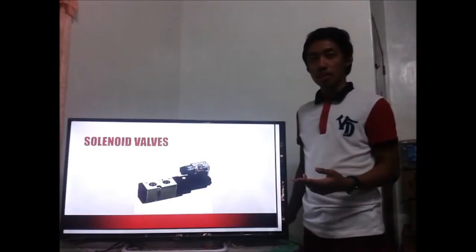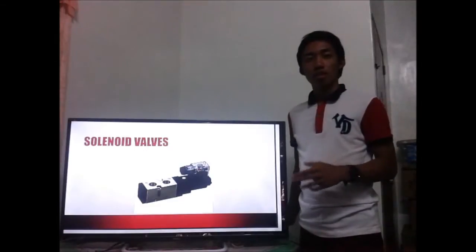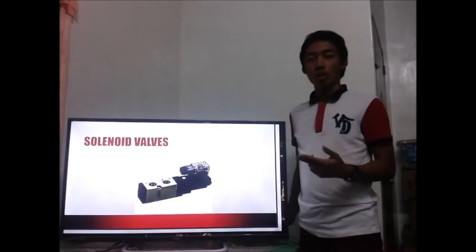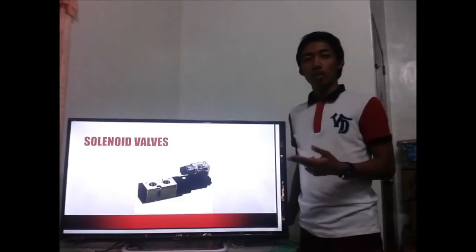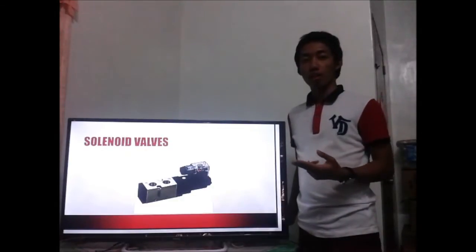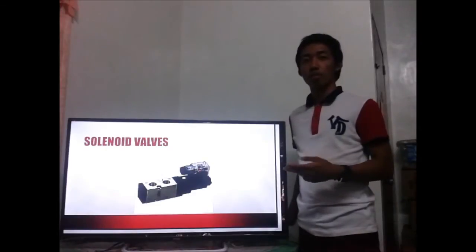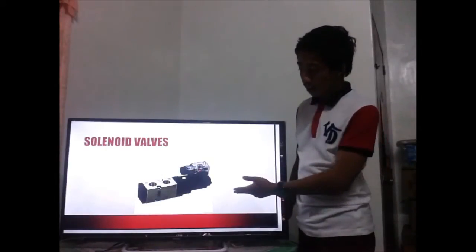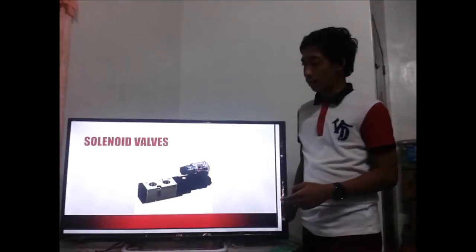The next one is the solenoid valves. Solenoid valves is an electromechanical valve for use which liquid or gas controlled by running or stopping an electric current to a solenoid. This is the example of solenoid valves.